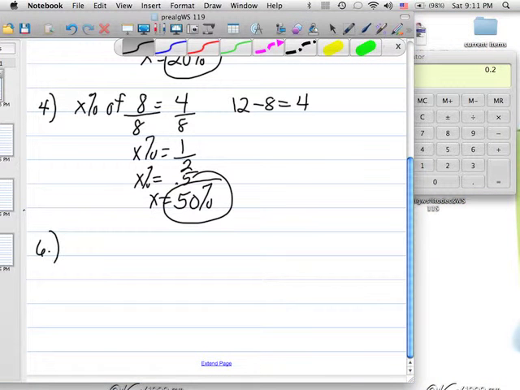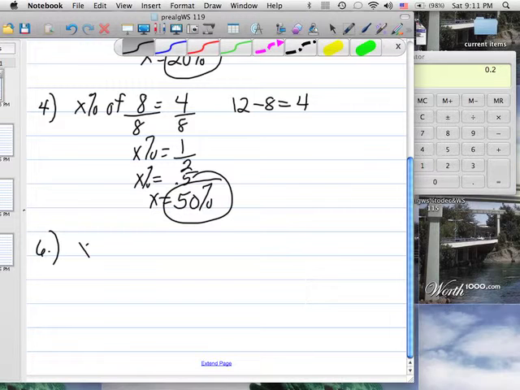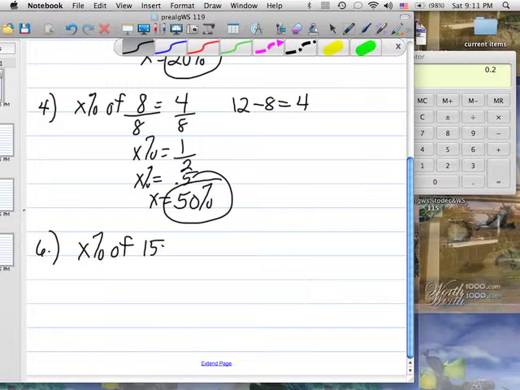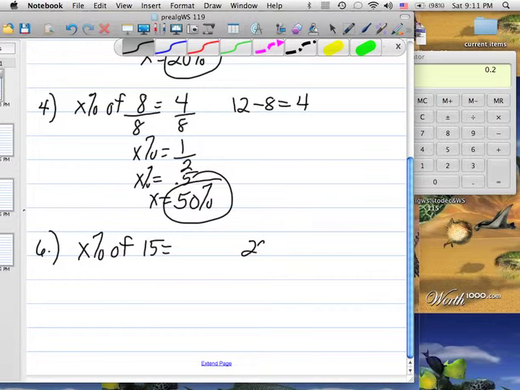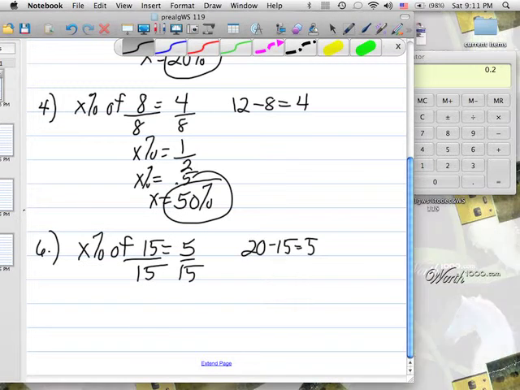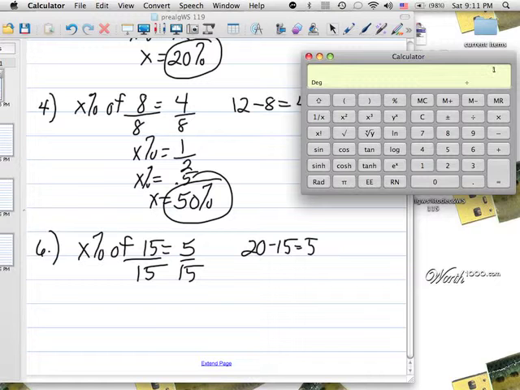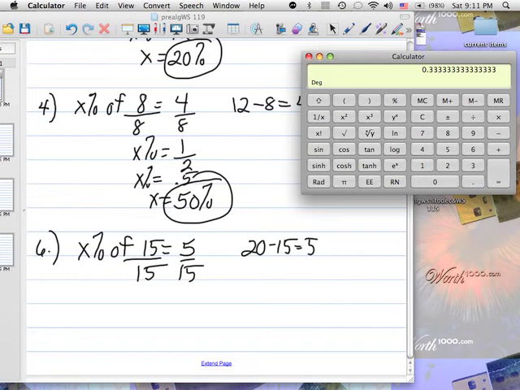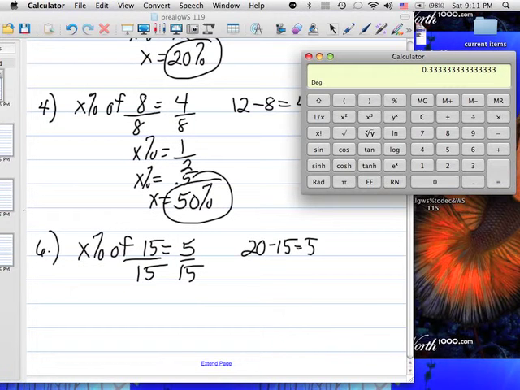Problem number 6. The original width is 15, the new width is 20. So we want to find the percent of increase. X percent of 15 equals the increase. 20 minus 15 is 5. So we divide both sides by 15, and if we take 5 and divide it by 15, I'm sure you recognize that as 1/3. We'll do one of these with the calculator.